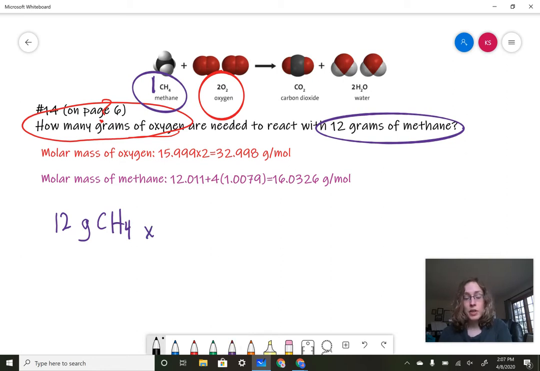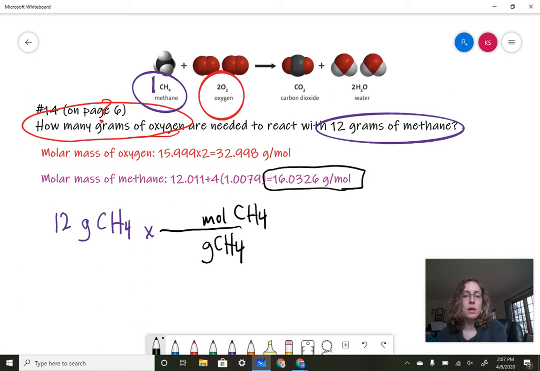My first conversion factor is going to be using the molar mass of methane because I want to convert grams into moles. The whole idea behind the mole ratio is we can only do stoichiometry if we can compare moles of the two substances. So any masses we're given in an equation have to be converted to moles. I need grams of methane on the bottom in order for that to cancel, and moles of methane on the top. This is where my molar mass comes into play, because there are 16.0326 grams of methane for every 1 mole of methane.